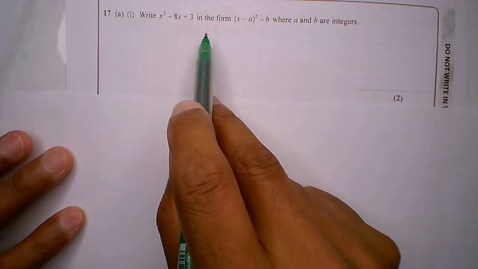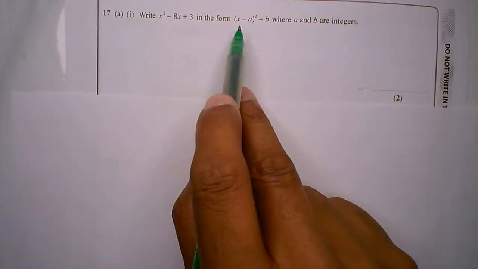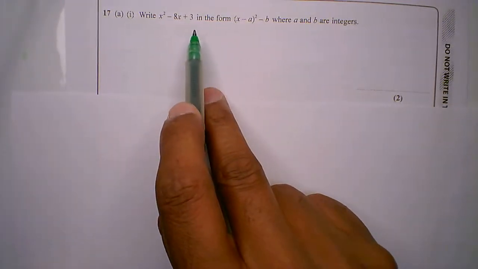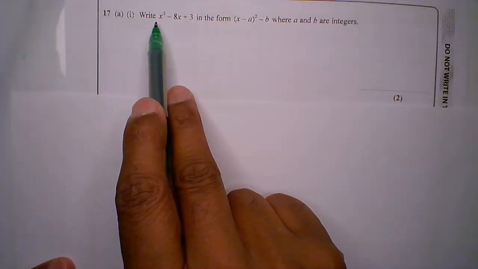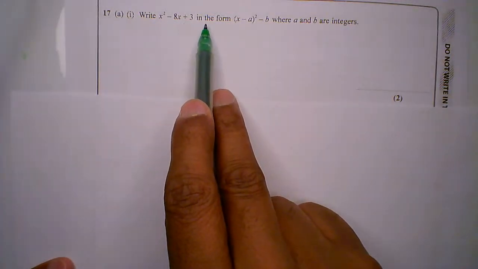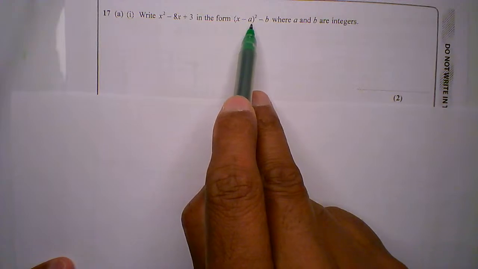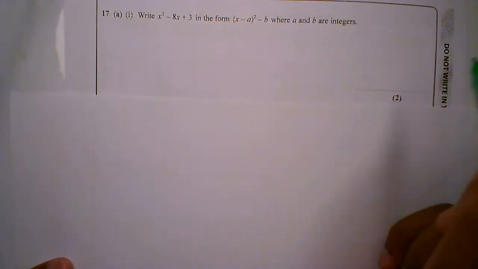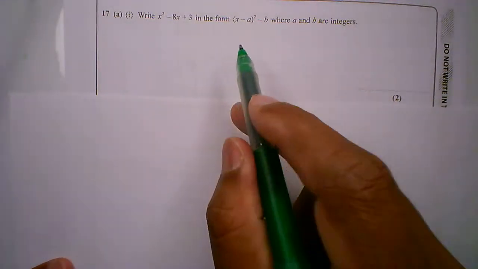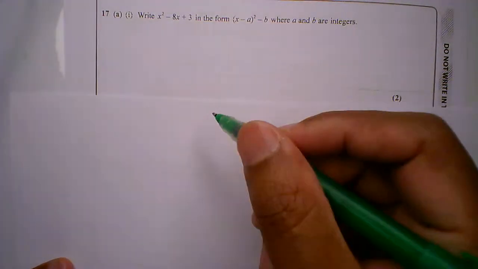So this looks similar to what we've done before, but it's not the same. Question 17a, part 1: write x squared take away 8x plus 3 in the form x take away a all squared take away b, where a and b are integers. So this is completing the square. So we have a few steps.